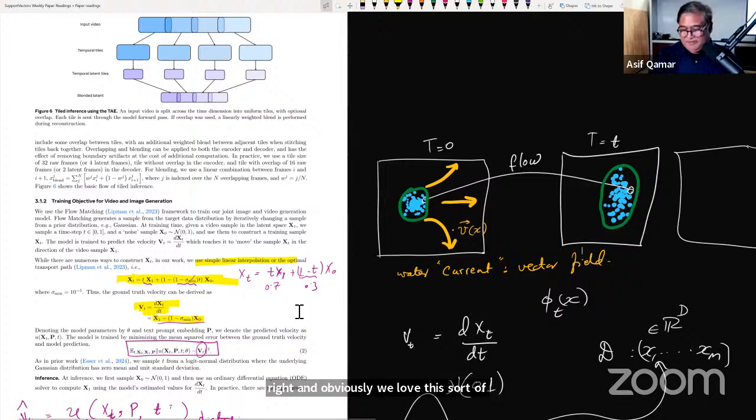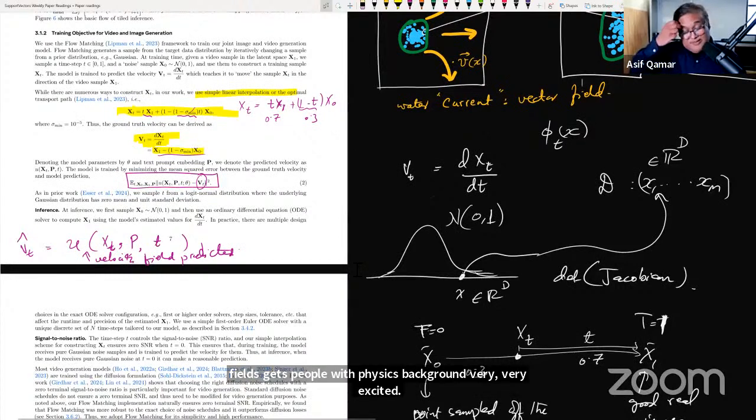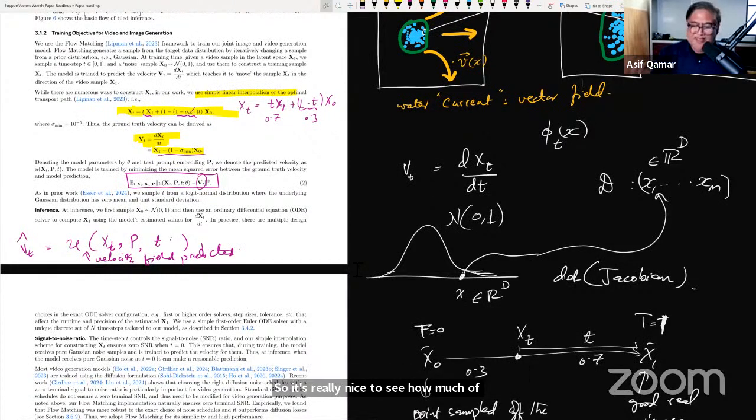and vector fields. Vector fields get people with a physics background very, very excited. So it's really nice to see how much of physics is coming in gradually. I wouldn't say physics is coming, but theories or math that is more or less pervasive in physics, or mathematical physics at least, or quantum physics, is beginning to make inroads into machine learning, into AI. And not to mention the fact that the Physics Nobel Prize this year has gone to Hopfield and Hinton, which is itself a great moment of celebration.